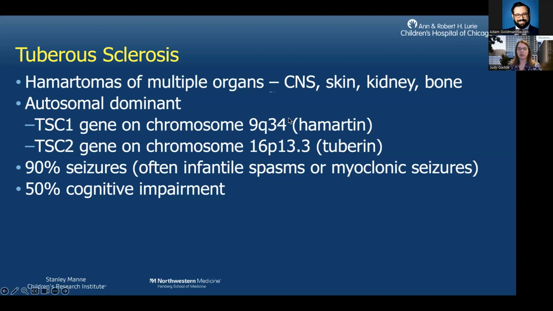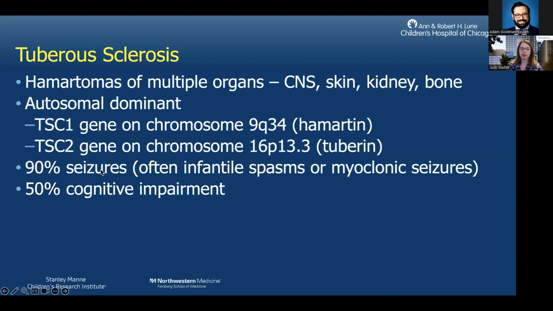And I think it's just interesting because the names of these are Hamartin and Tuberin, which makes sense with the diagnosis. I will say, hopefully you should never be asked on a board exam for a gene or chromosome, at least in today's current environment. That would not be a good use of your time, but still important to know clinically.